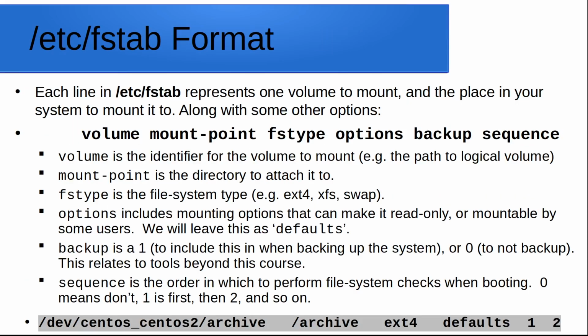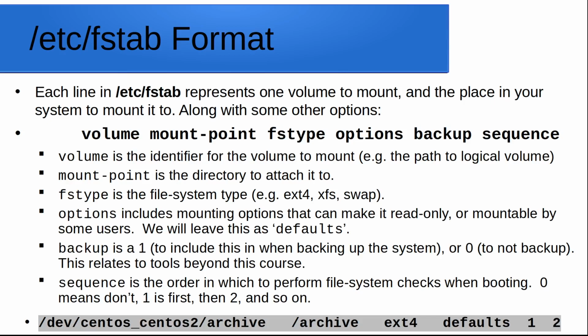Every line in there represents one volume to mount, and where you want it mounted in your system, along with a few other options. So we have our volume, that's the identifier for the mount, so the path to the logical volume. The mount point, where you want it mounted or attached to. The file system type, so that's ext4, XFS, swap, etc. Options to be included with mounting. You can make it read-only, you can make it mountable only by certain users. We're just going to leave it as defaults.